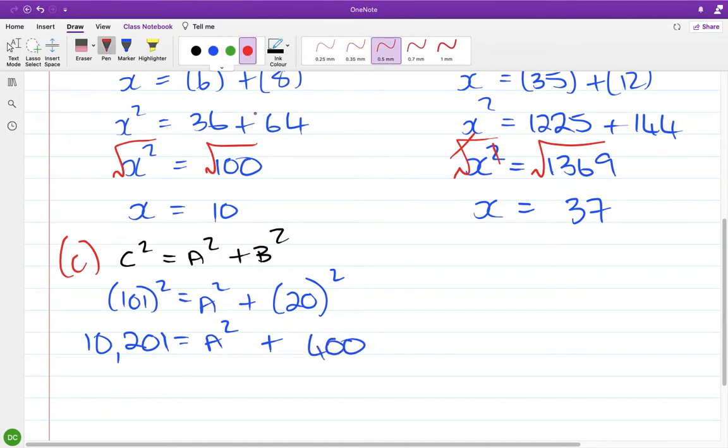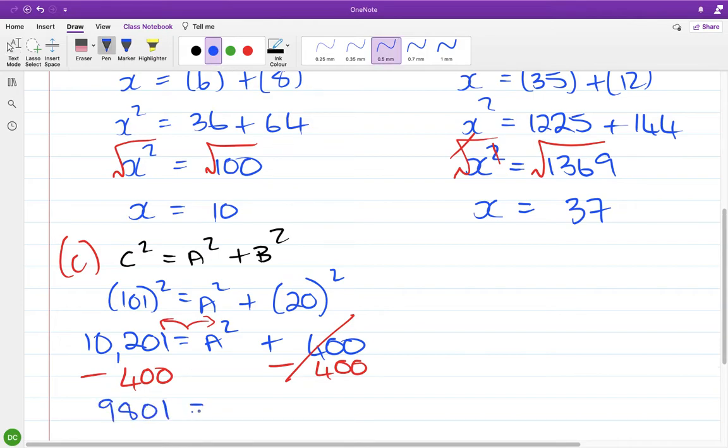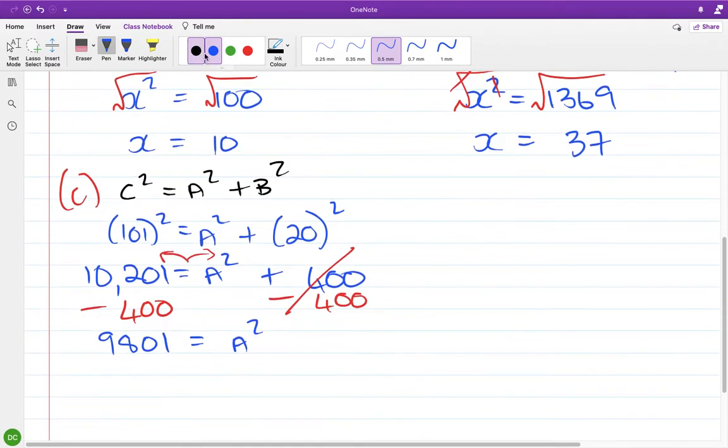I'm trying to isolate the a squared, so I'll get rid of the 400 with the opposite, which is a minus 400. But if I do that on the right hand side of the equals, I have to do it on the left hand side of the equals, so I'm minus 400. So 10,201 minus that is 9,801. And all that's left on this side is a squared. And again, square root to isolate the a. And I'm getting 99.